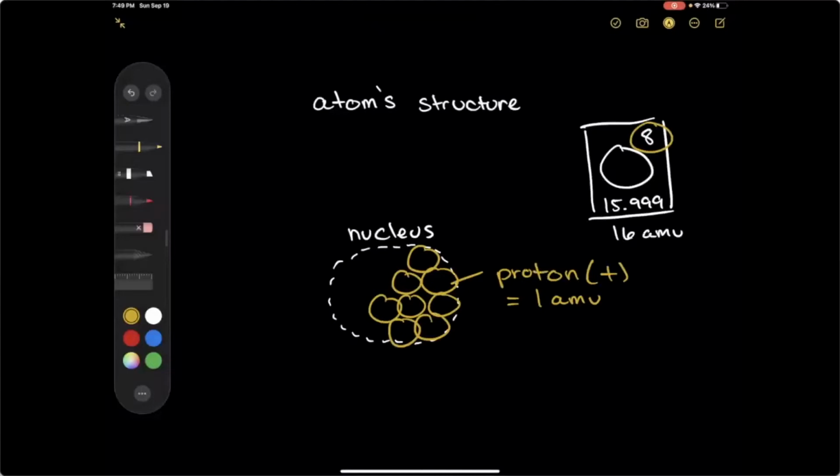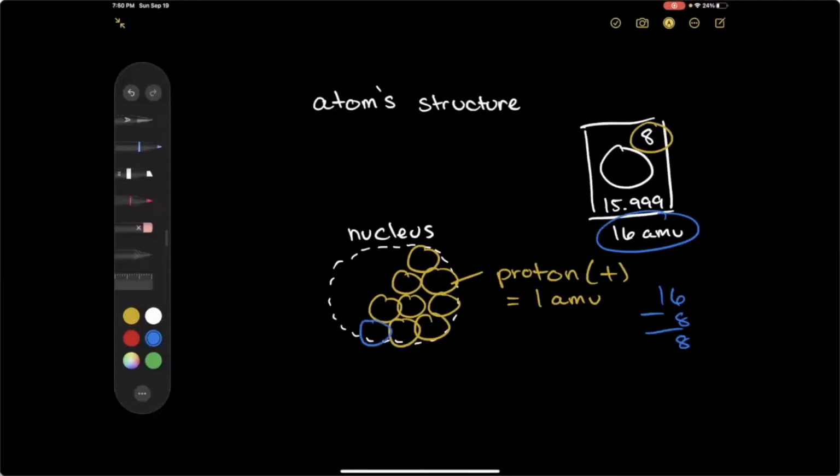Okay, so the next particle that we find in the nucleus is the neutron. How do we figure out how many neutrons we have? Well, it's not as simple as just looking at the atomic number, but it is pretty easy. All you have to do is subtract the number of protons you have, in this case 8, from your total atomic mass. That would be 16, right? So 16 minus 8 gives me 8 neutrons.